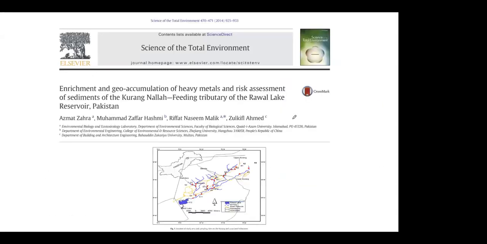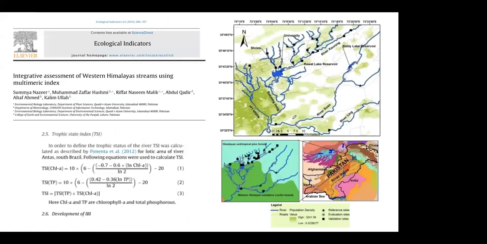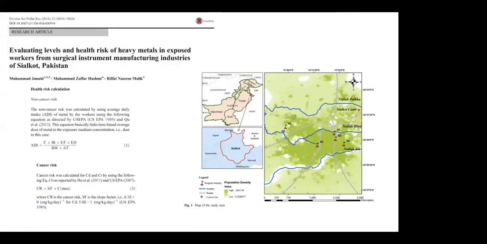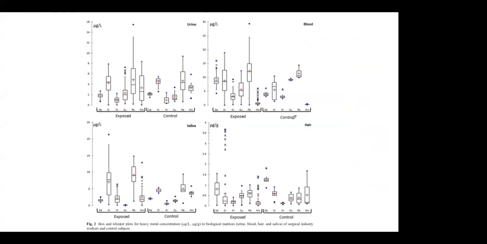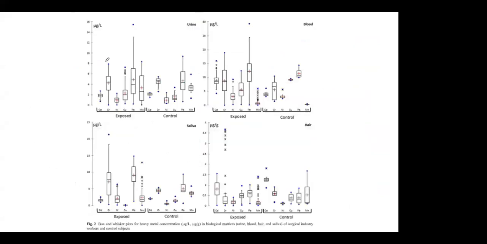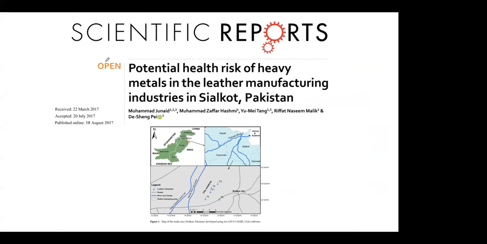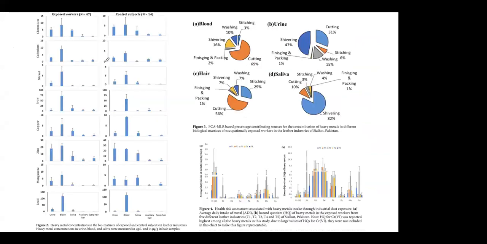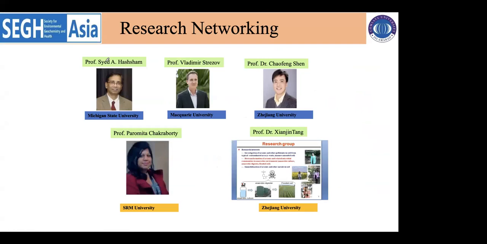So this was another study. It was highly cited, more than 500 citations for this article. These are the trends of heavy metals in the industrial cities of Sialkot, in the surgical instrument industries, and this is the leather manufacturing industries in Sialkot. So this is my research network.